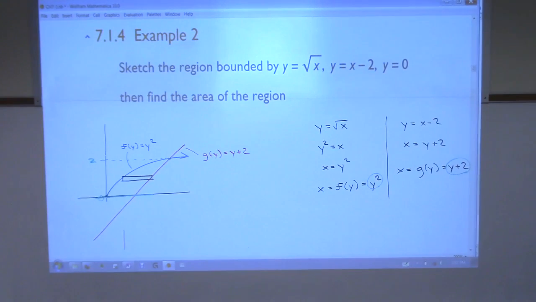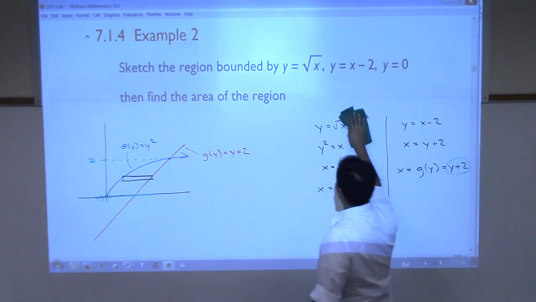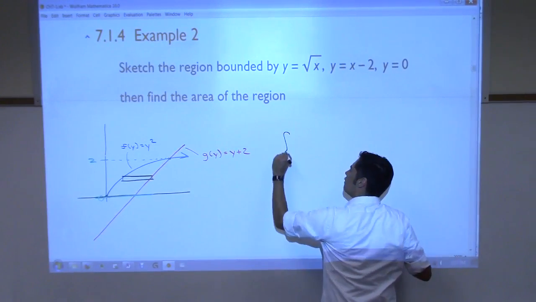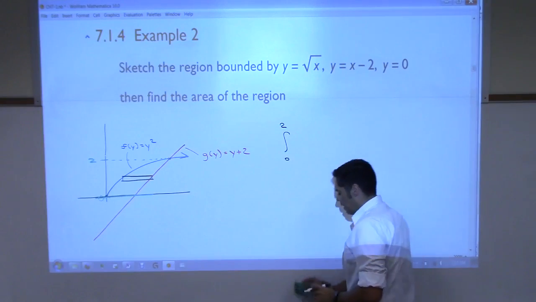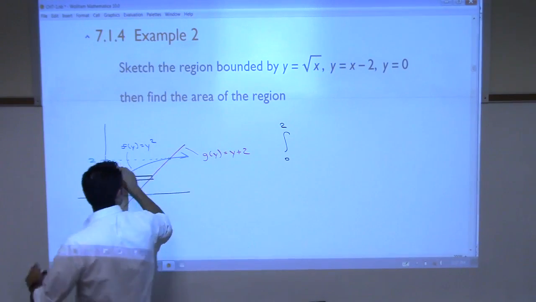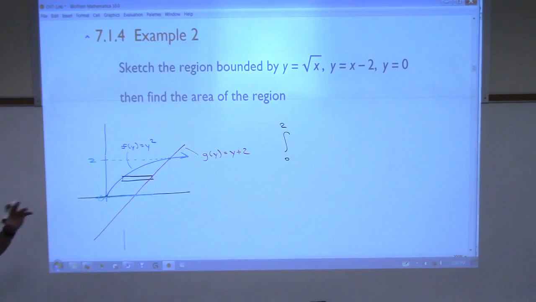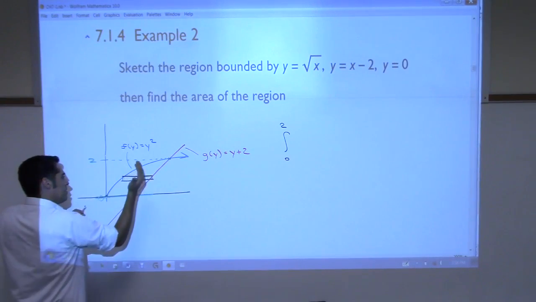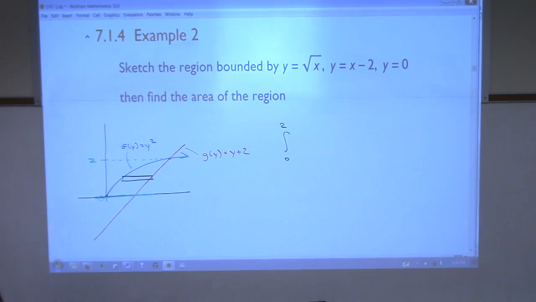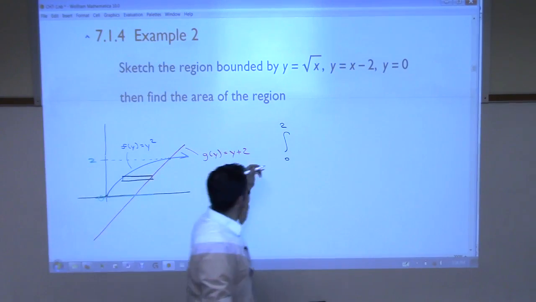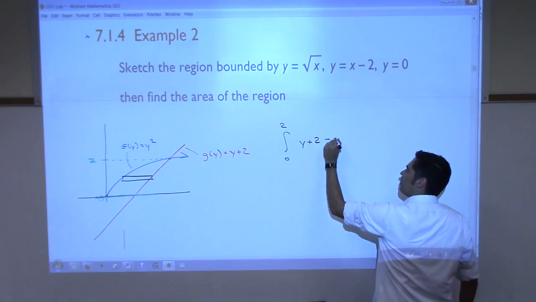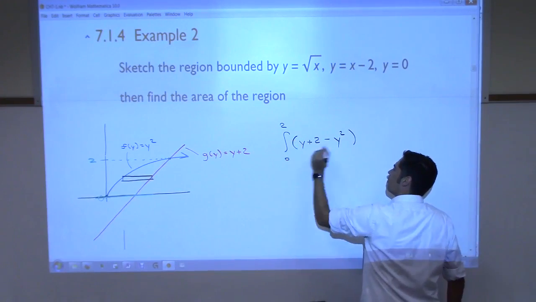So let's set up this integral. The integral would be from where to where? 0 to 2. Now be careful on this because I labeled this one f and this one g. It's not always f take away g, right? When it's the other way, it's top minus bottom. In this case, it's always right minus left. So it's going to actually be the y plus 2, take away the y squared, dy.